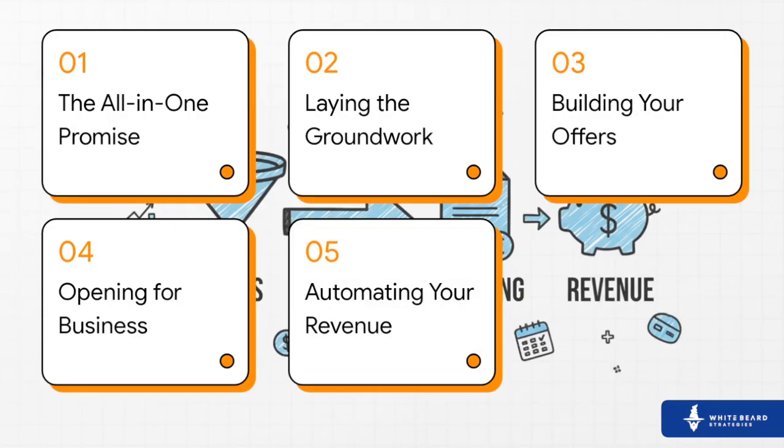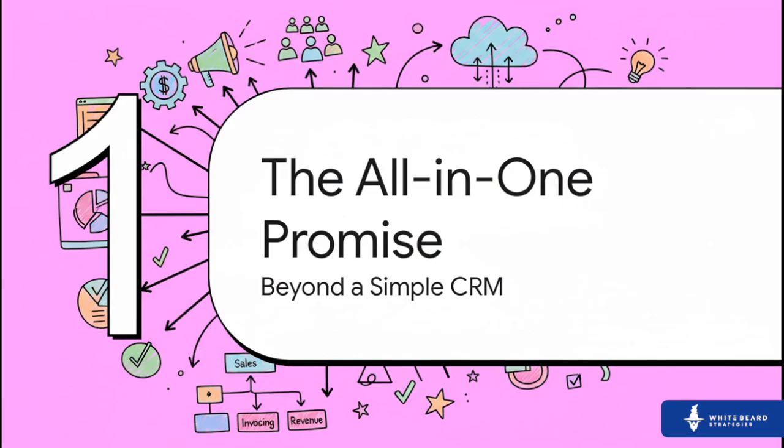So here's the game plan. We're going to break it down into 5 key stages. First, we'll talk about the big idea, the all-in-one promise of GHL. Then we'll get our hands dirty, laying the groundwork with the essential setup. After that, we'll build out your offers, open the doors for business, and finally, the best part, put that whole system on autopilot. So let's kick things off with that core idea.